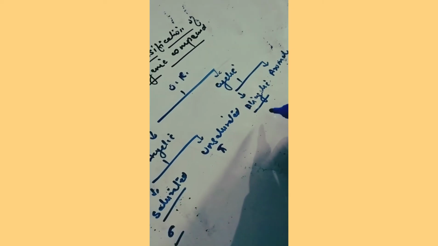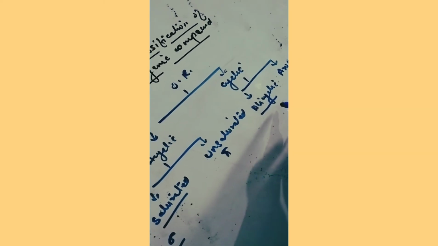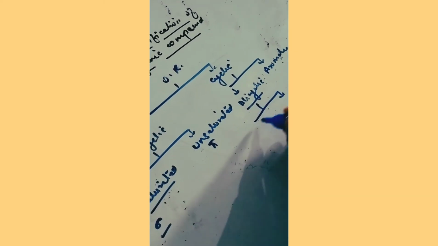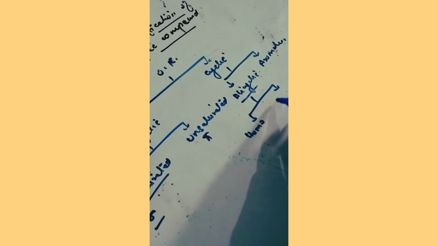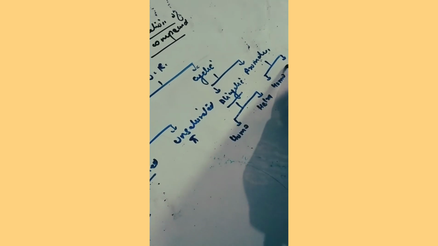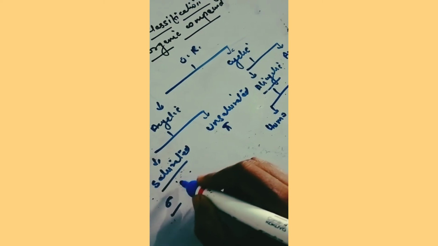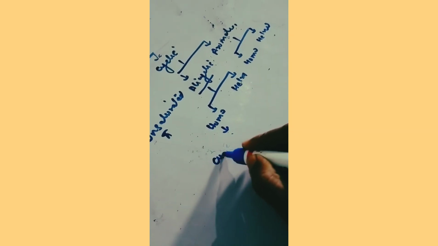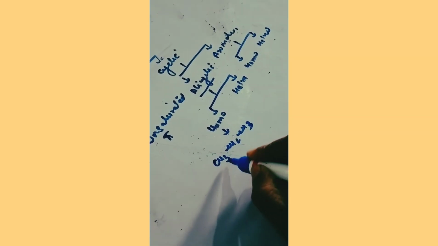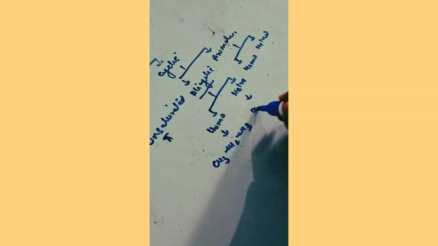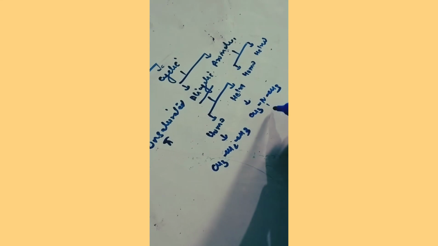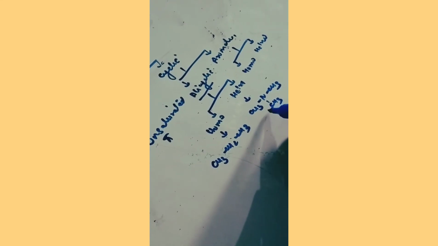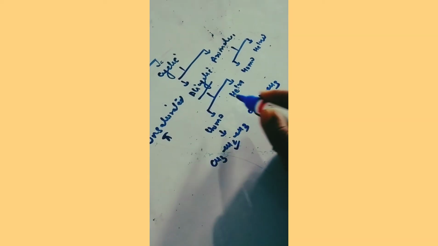Cyclic means alicyclic or aromatic, and these are further divided into homo and hetero. If you talk about alicyclic, homo means a similar type, so in this only carbon and hydrogen are present. Hetero means if you attach another atom in the structure like that, so it is a hetero alicyclic compound, and this is a homo alicyclic compound.